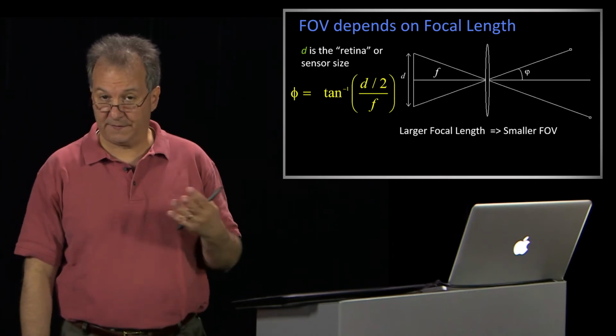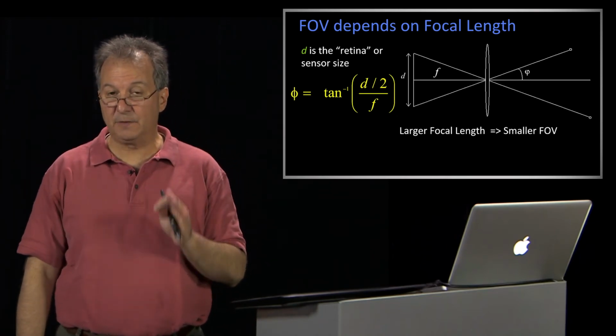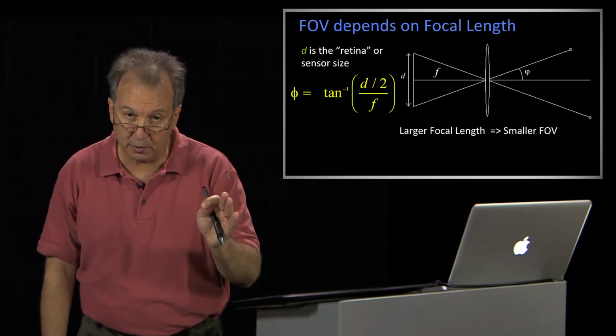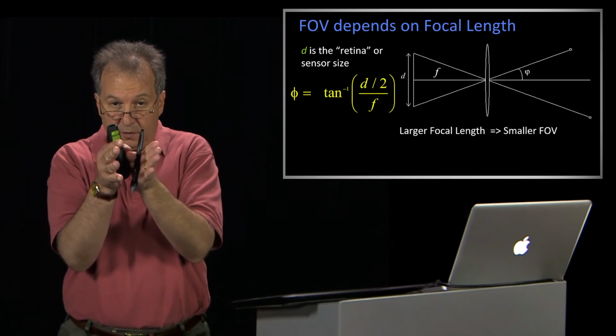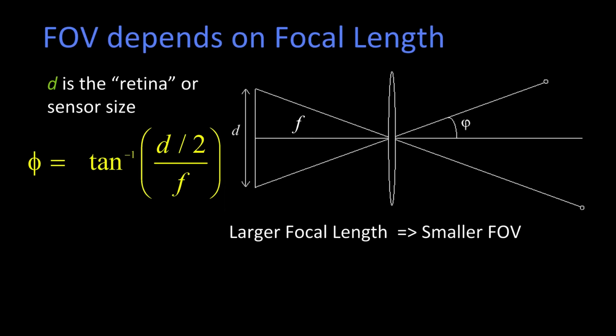Now we can compute the field of view, and the field of view actually depends upon two things. One we already know: it depends upon the focal length. But it's also a function of how big the light sensitive element is. So here we call D the size of the retina. The retina is the thing in the back of your eye that's sensitive to light. Just think of it as the light sensitive medium. So D is this whole size. Here's F, our focal length.